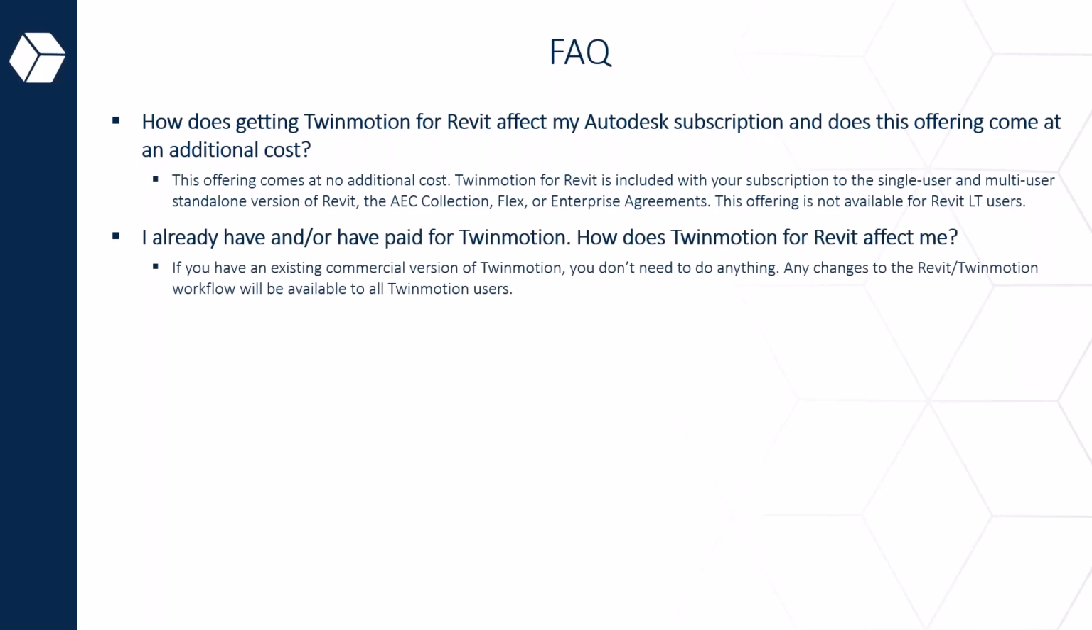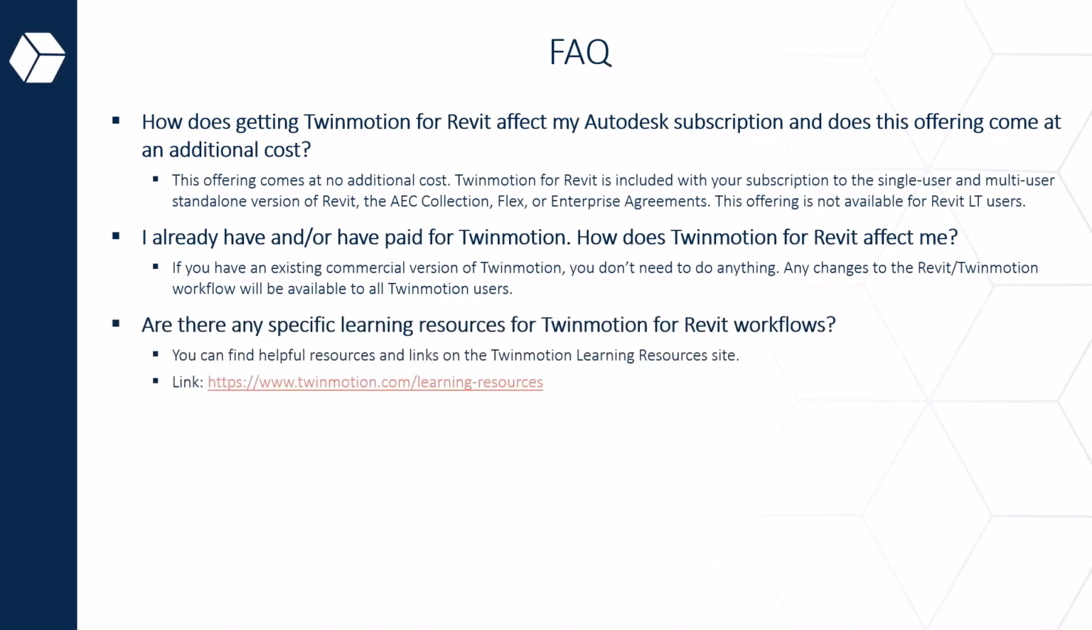And then the other question is, I have or have paid for Twinmotion. How does Twinmotion for Revit affect me? The answer is, if you already have an existing commercial version of Twinmotion, you don't need to do anything. That license will still be available to you.